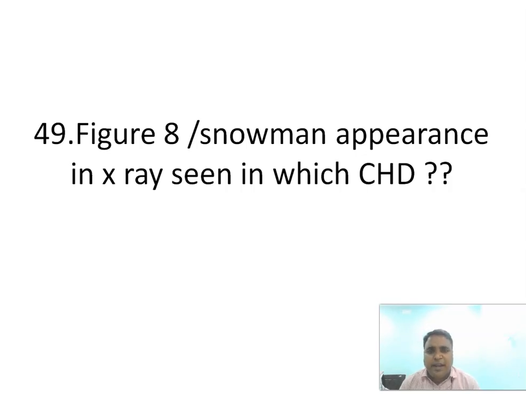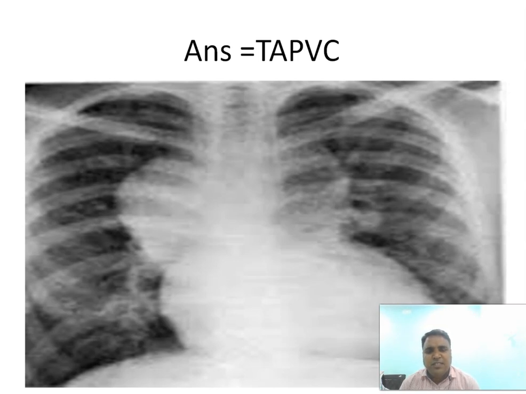Next, figure 8 or snowman appearance in X-ray is seen in which variety of congenital heart disease? It's very simple. This is TAPVC, total anomalous pulmonary venous connection. This is a classical picture showing figure 8 appearance or snowman appearance in a case of TAPVC.